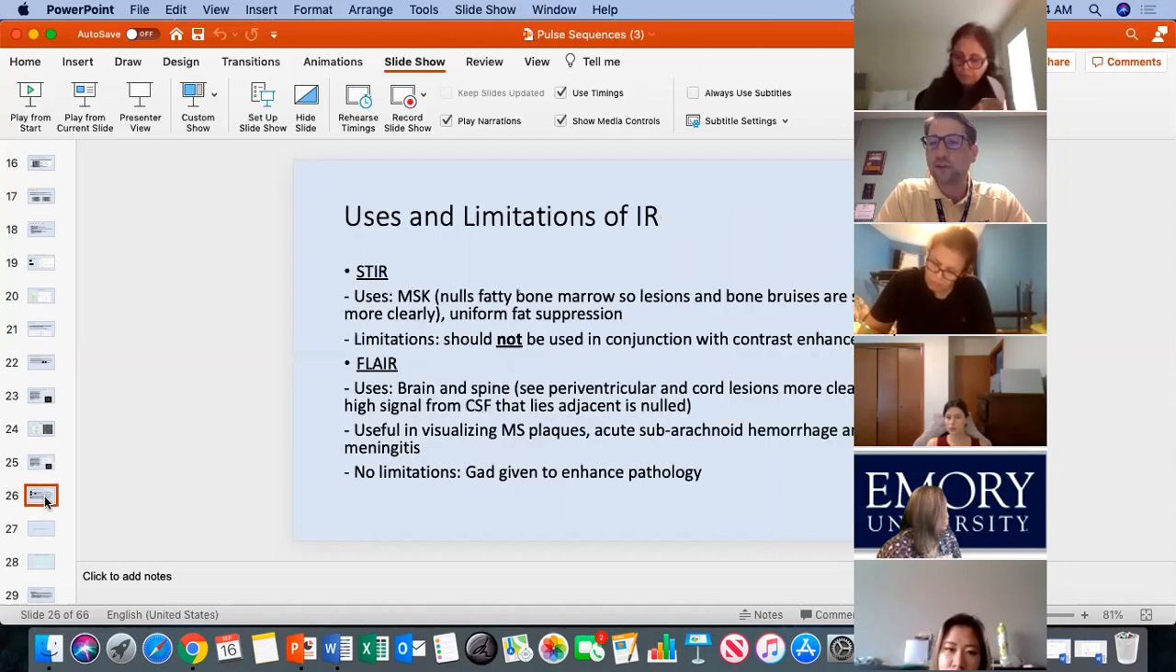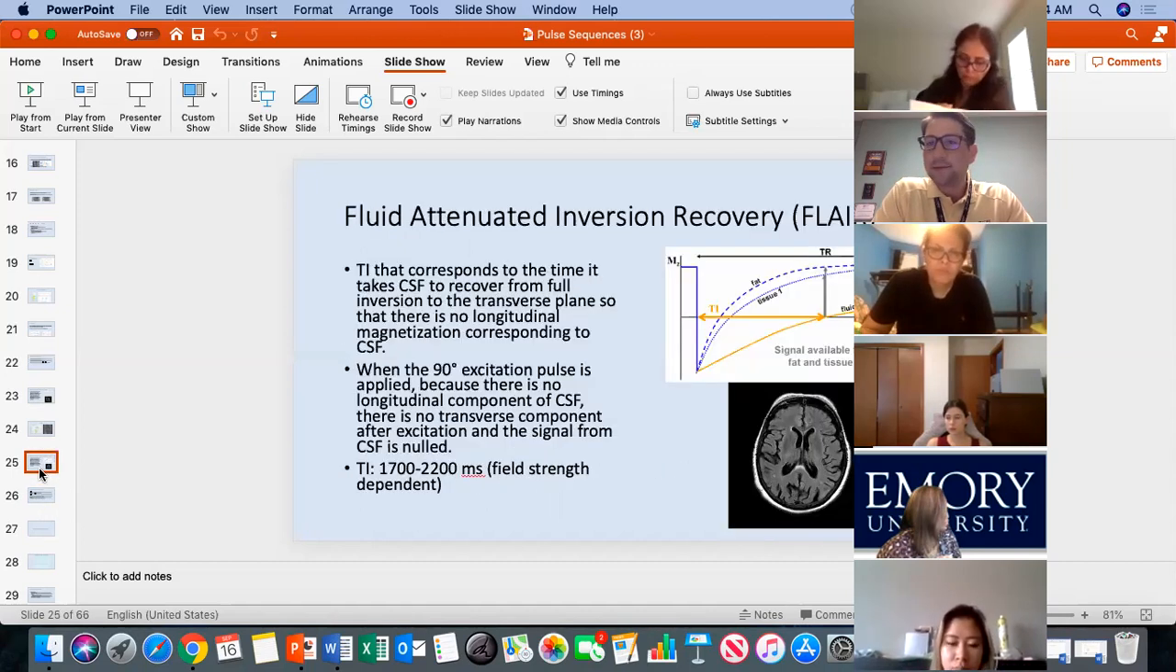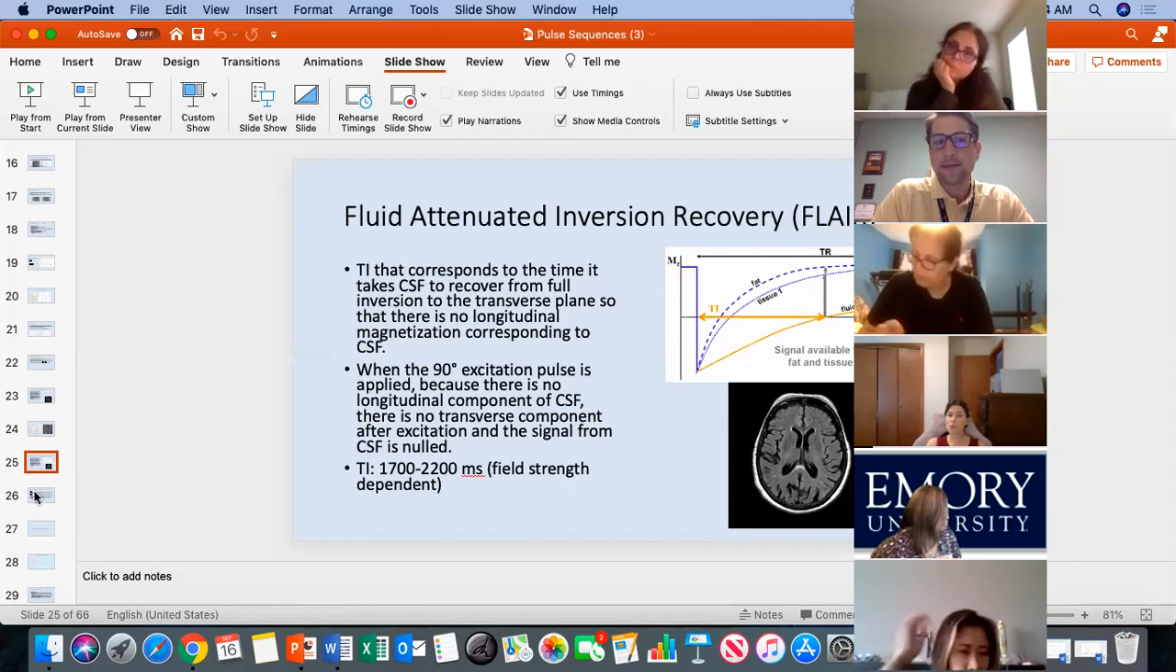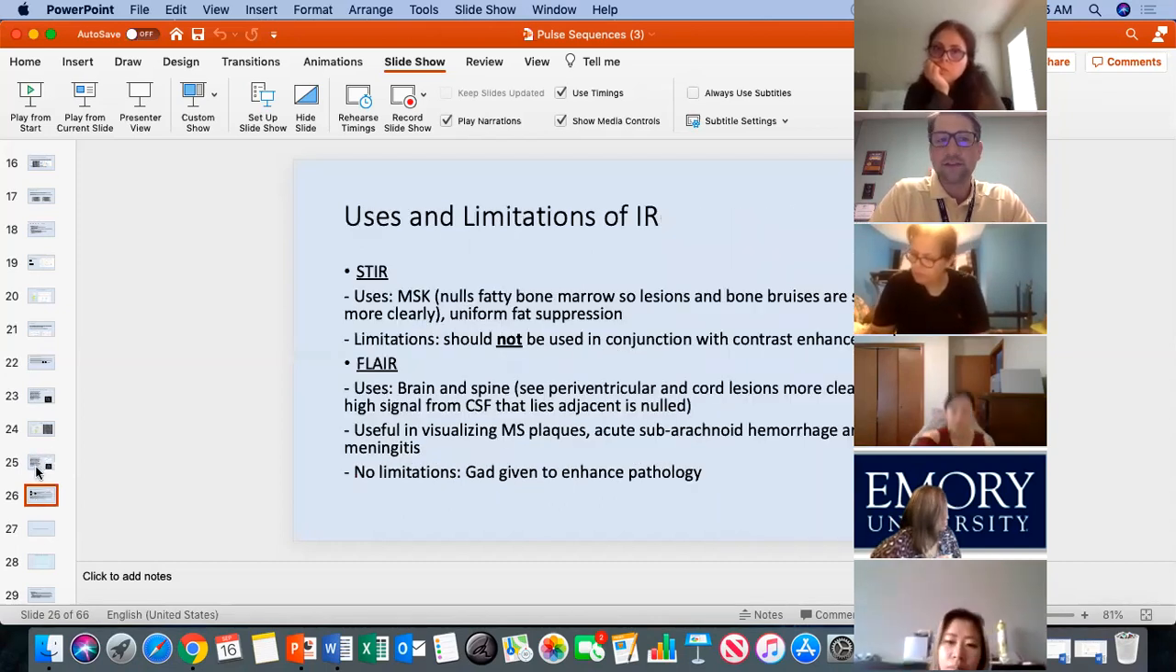Okay, so STIR, done. Usually when we're doing MSK imaging, neuro, where we're trying to nullify fat. FLAIR, we do neuroimaging where we're trying to visualize MS lesions. Does that help clarify that?